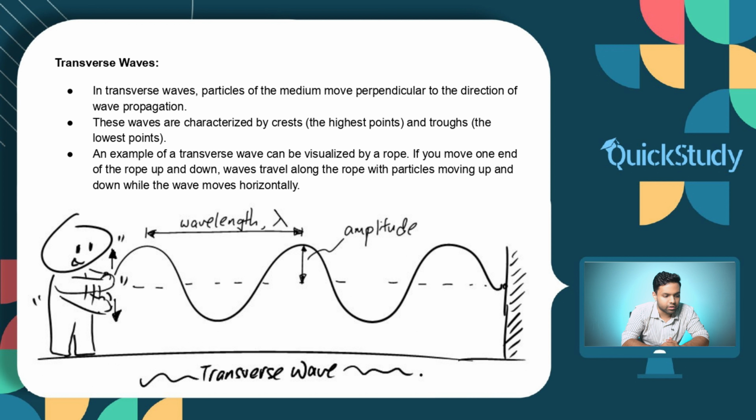An example of a transverse wave can be visualized by a rope. If you move one end of a rope up and down, waves travel along the rope with particles moving up and down while the waves move horizontally. Here in the figure, we can see how it is working. The boy is basically moving a rope. We can see its wavelength and amplitude, which are both categorized by crests and troughs.